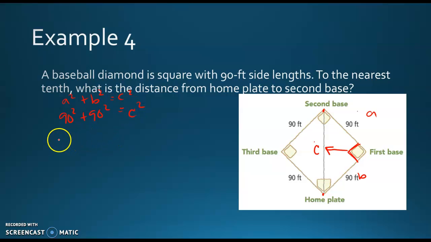All right, so from here, 90 squared is 8,100, so I have two of those. And then I'm going to add those together, and I end up with 16,200. I really need to start using commas when I write my notes. And then from here, I'm going to take the square root because that's our last thing, because we got to get c by itself. So we're going to take the square root of both sides. And what we end up with is a decimal.